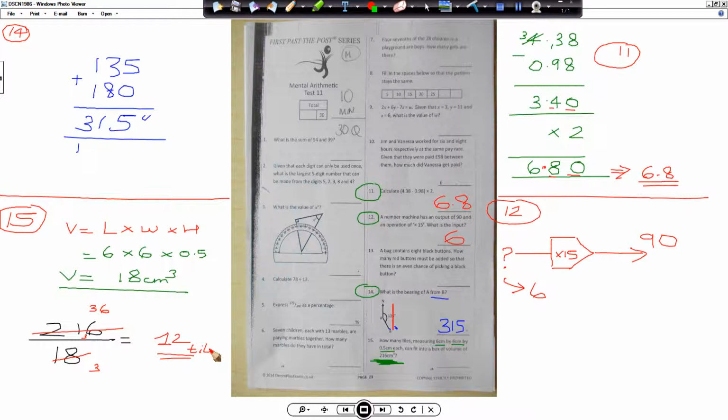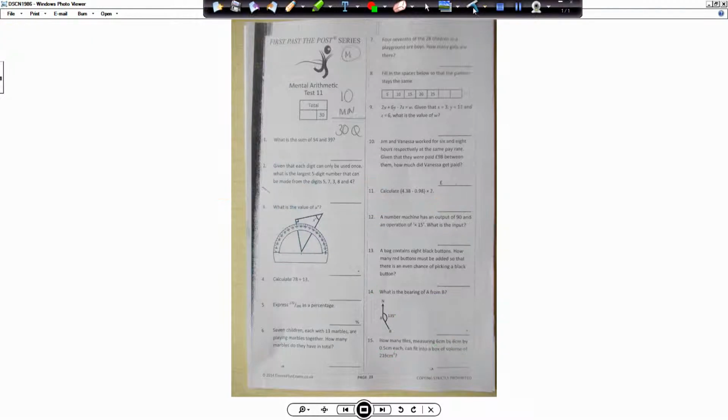Okay. Lovely. That's number 15. Are we happy with that page there, folks? Is that good? Right, let's move on to the next page. Let's clear this page first of all.